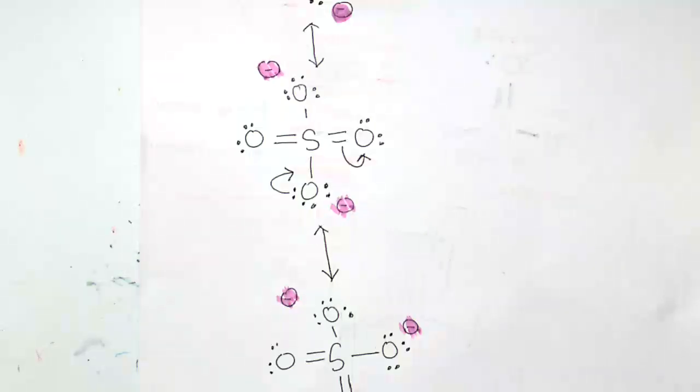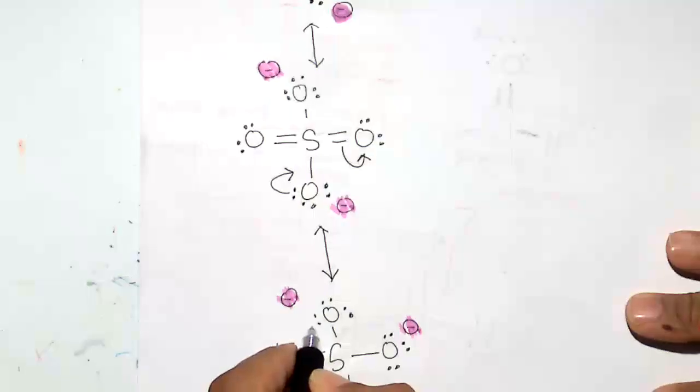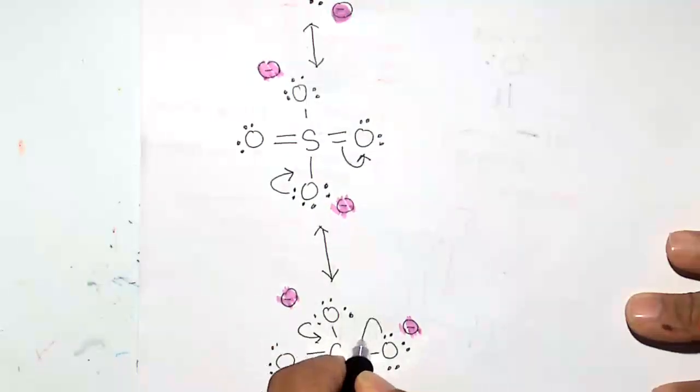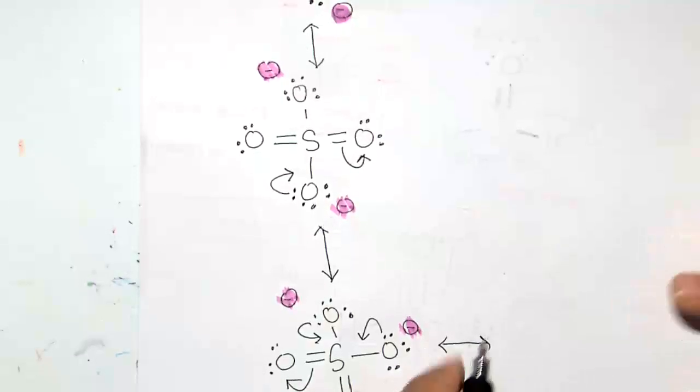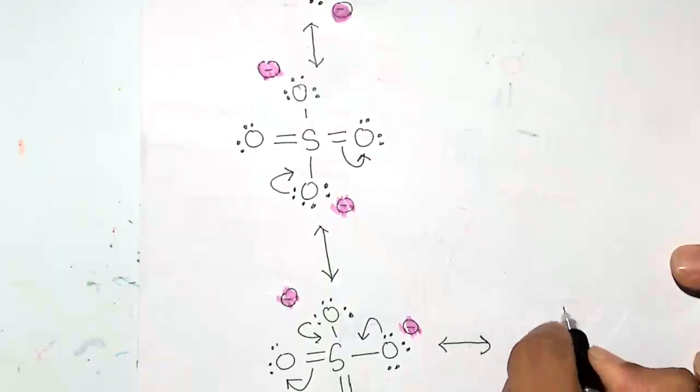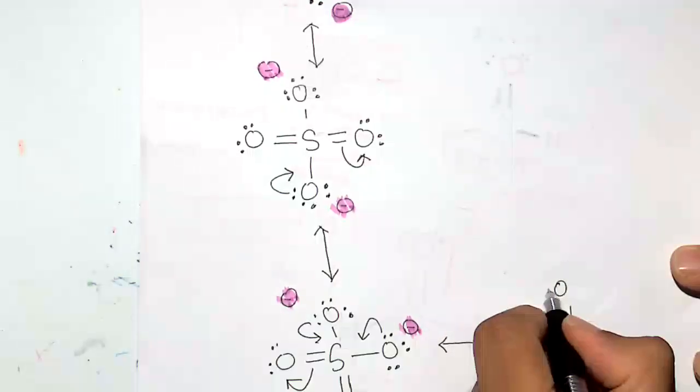I can do it this way, can I? Okay. I can move this pair of electrons here, move this pair of electrons there. Okay, so here, here, here, here. Okay, no, I already did there. Here. Okay, so anyways, this is an example of resonance.